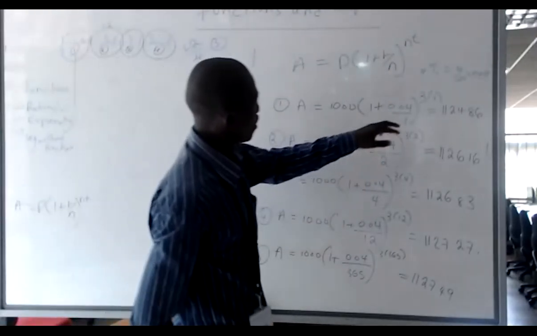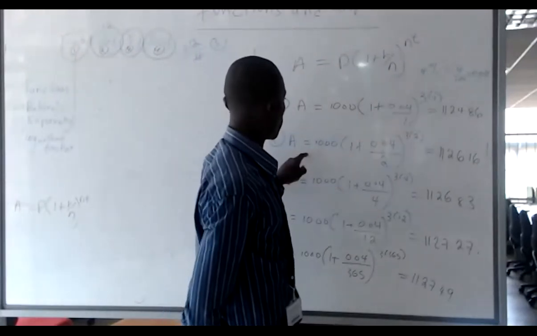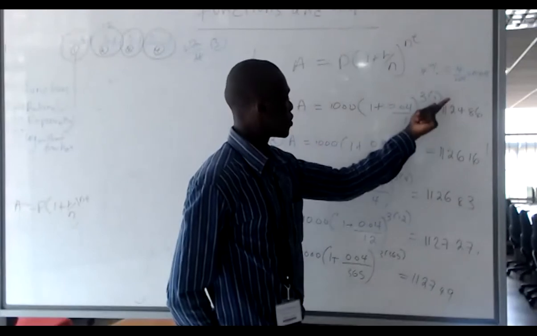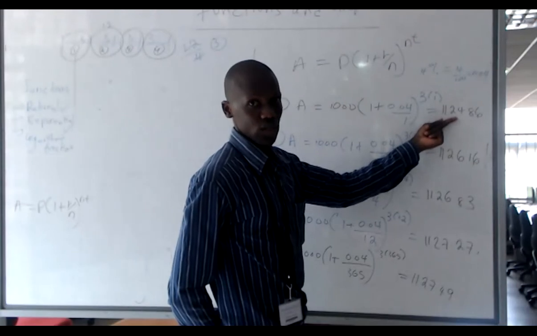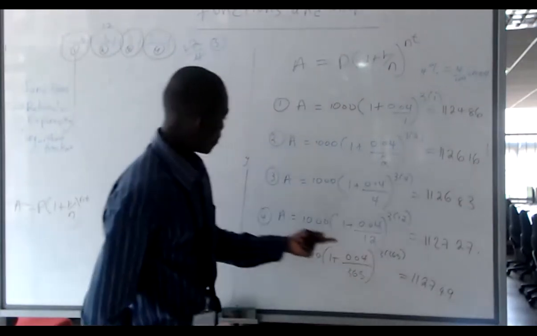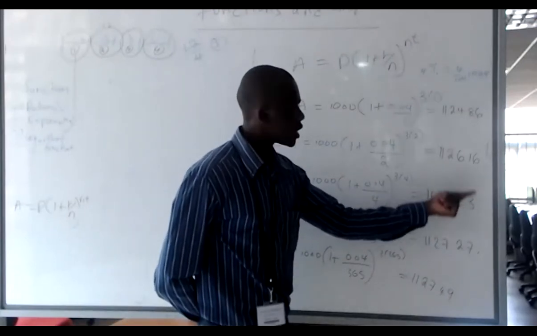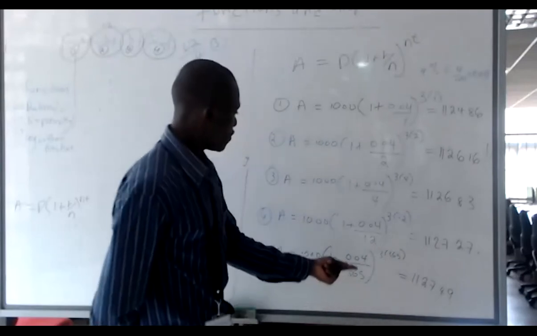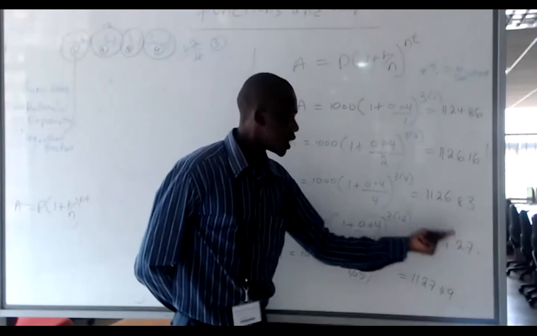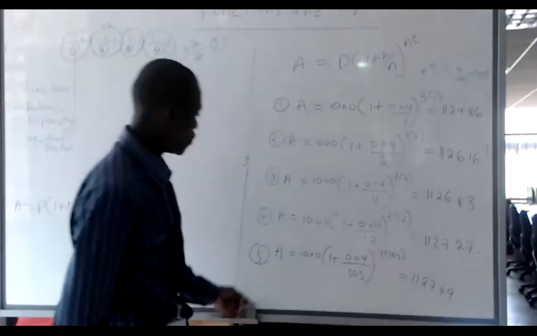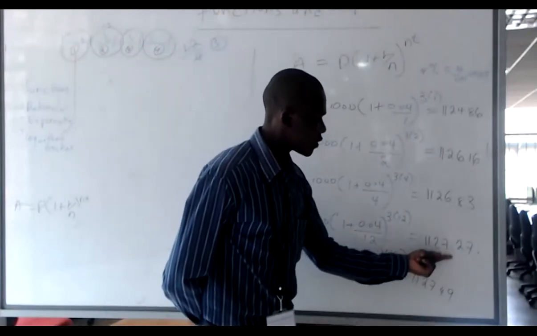So you notice that the amount of money you get when you do the compounding semi-annually is more than when you do it per annum. So 1126 is more than 1124. This is not a coincidence. This is expected. If you do it quarterly, you get 1126.83, which is bigger than 1126.16. If you do it monthly, you get 1127.27, which is bigger than 1126.83. If you do it daily, you get 1127.49, which is bigger than 1127.27.